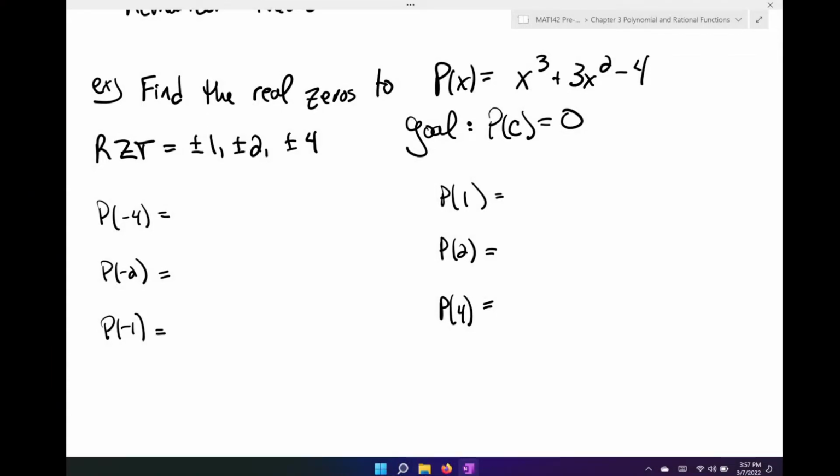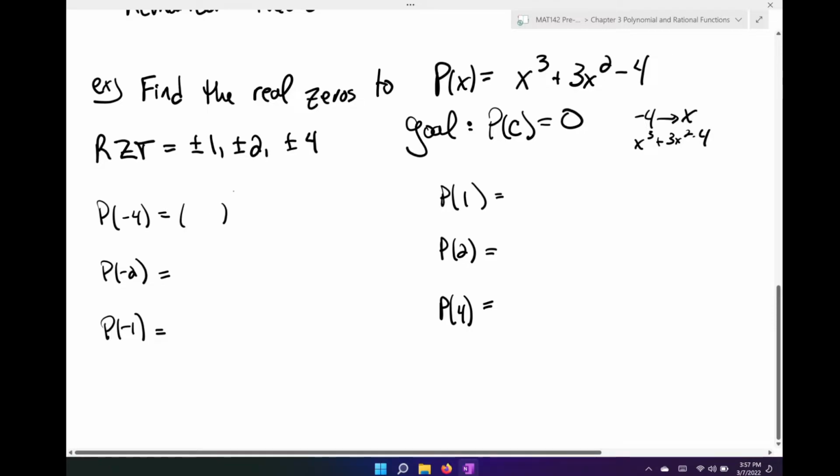By me typing in negative 4, store in x, and then actually typing out x to the third plus 3x squared minus 4, what my calculator did was this. What my calculator said was, since you stored negative 4 in for x, and anytime I hit the x button, it's going to be negative 4, my calculator just literally took that polynomial with x equals negative 4, simplified it, and it came out to be negative 20.